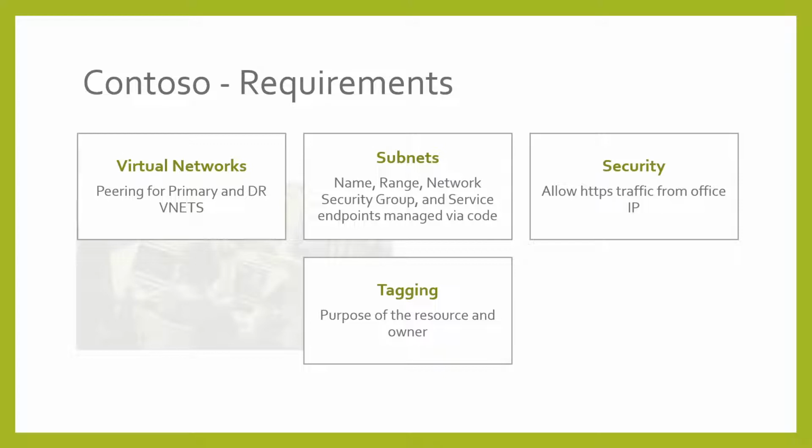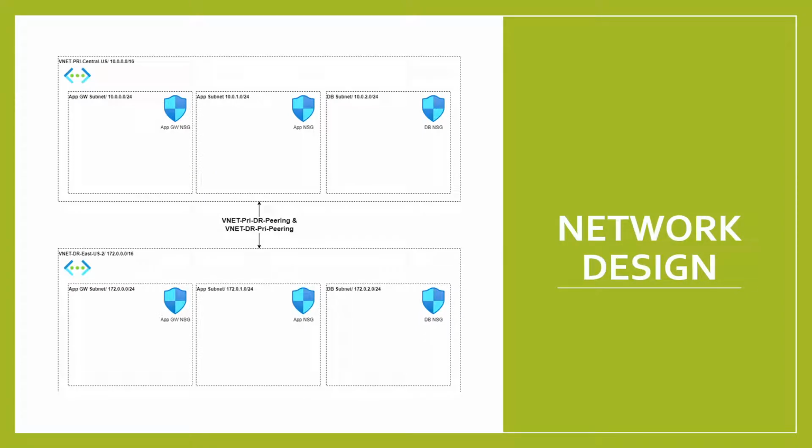From a security perspective, they need to only allow HTTPS traffic from the office IP, as well as ensuring that everything is tagged with the purpose of the resource and the owner. So let's take a look at the network design of what the output should look like, and that's going to help us write the Bicep code in the right way.